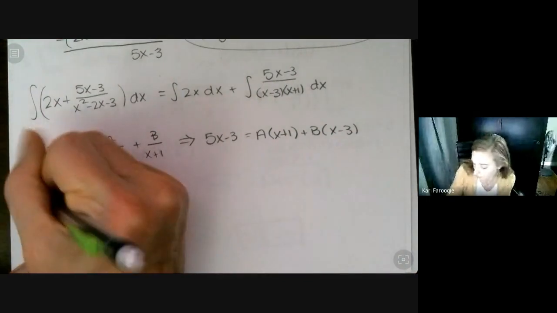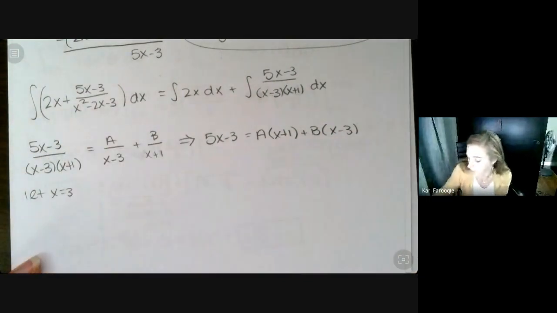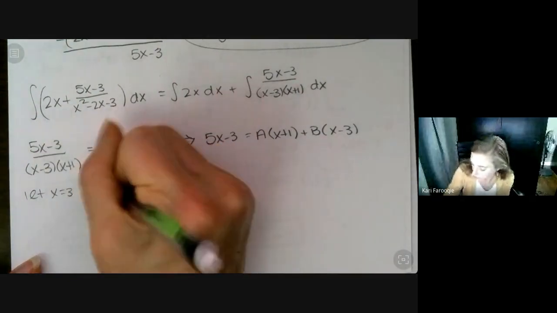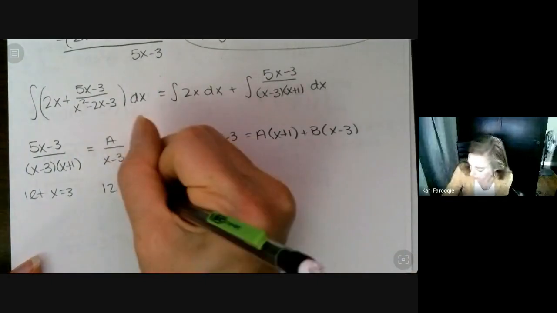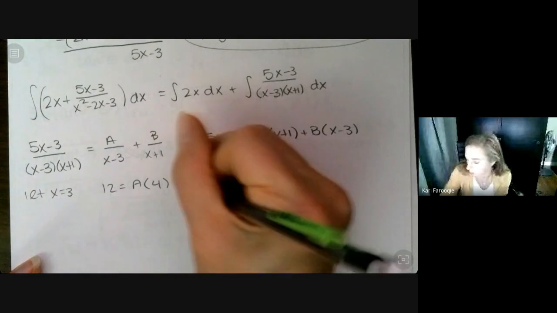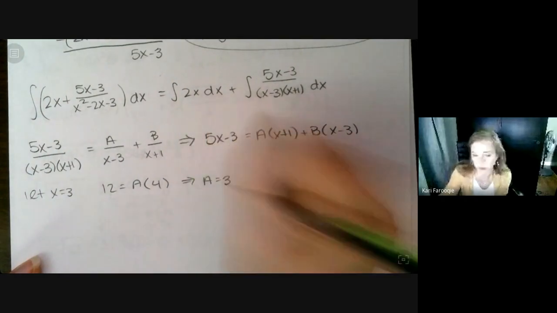So for instance, let x equal 3. Don't forget, you must also let it be equal to 3 on the left-hand side. So 15 minus 3 is 12. And then you would have a times 3 plus 1 is 4. And a is 3.